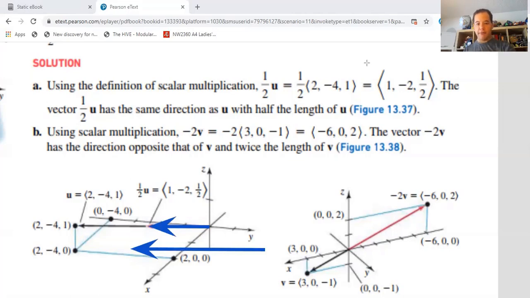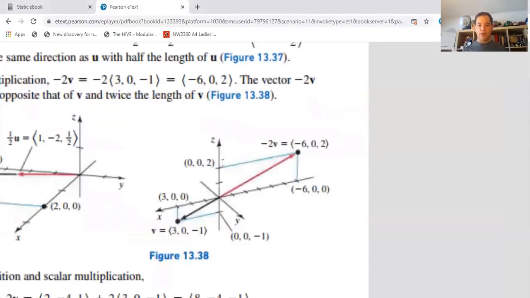Next, on the graph on the right, you have the situation of doing -2v. So -2v, now we have this vector 3, 0, -1. And what we're doing is we are making it twice as big and pointing in the opposite direction, right? So you can see now how this red vector points in the opposite direction.